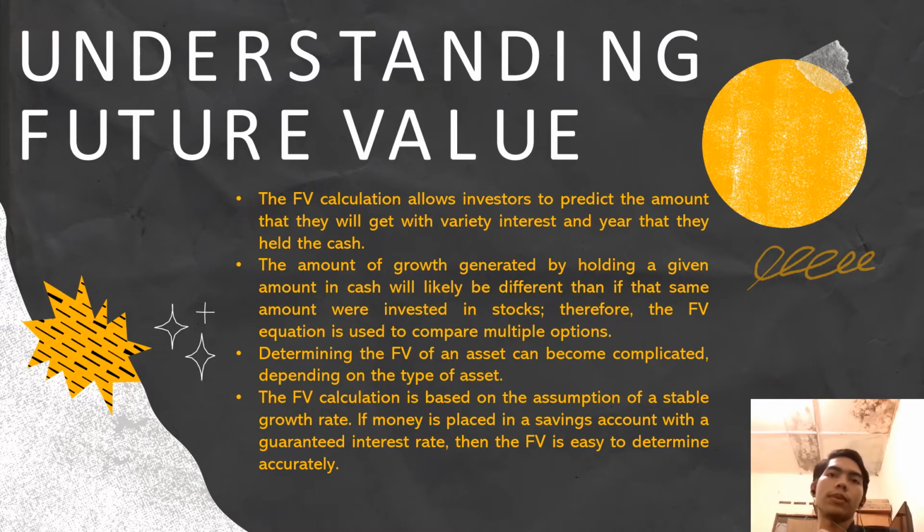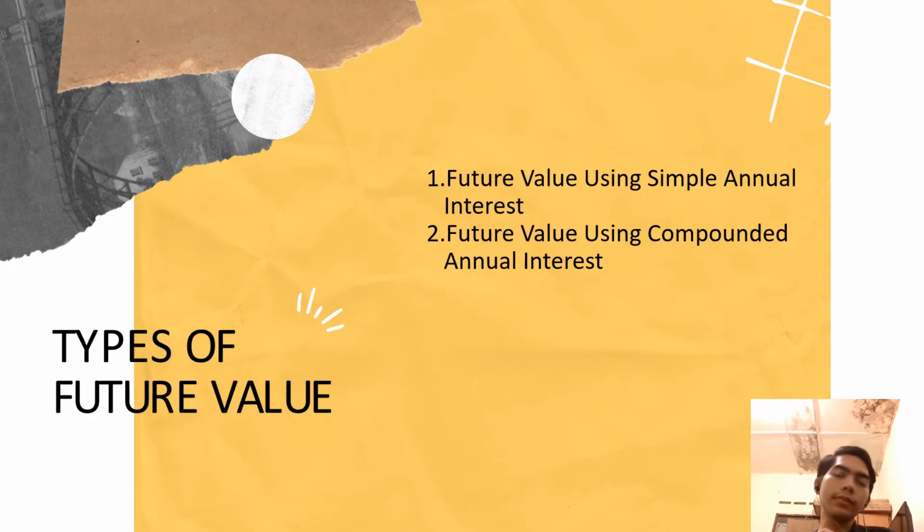Determining the future value of an asset can be complicated depending on the type of asset. The future value calculation is based on the assumption of a stable growth rate. If the money is in a savings account with a guaranteed interest rate, then the future value is easy to determine accurately. There are two types of future value: future value using simple annual interest, and future value using compounding annual interest.